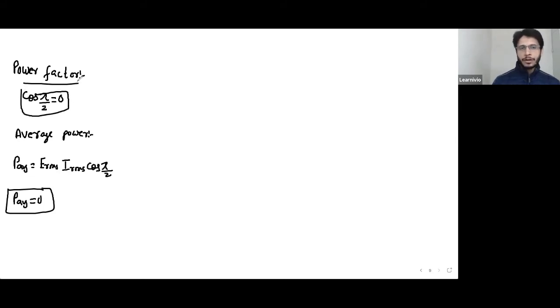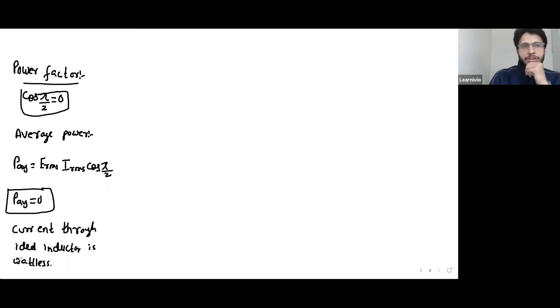So this type of current which has 0 power dissipation is known as wattless current. So current through an ideal inductor is wattless. Wattless means there is no power dissipation. Power dissipation is 0. This type of current is known as wattless current.